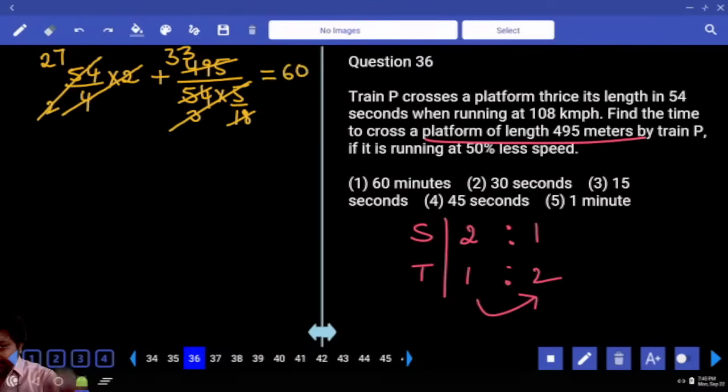Answer 60 seconds is our answer, which is equal to 1 minute. You can do it in a single line now. You understand?